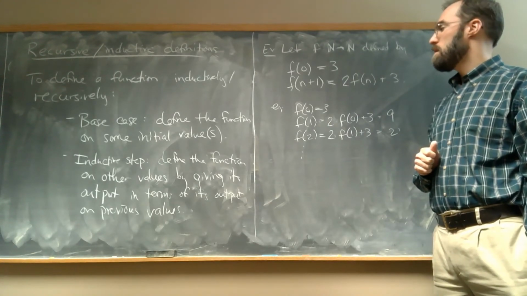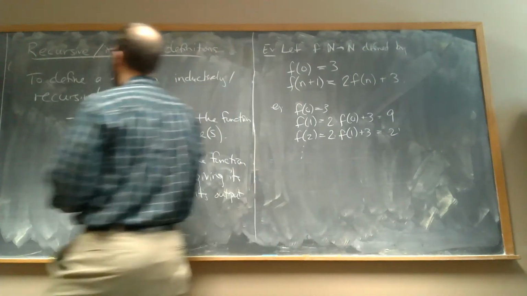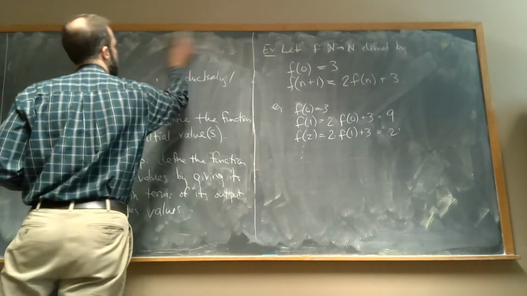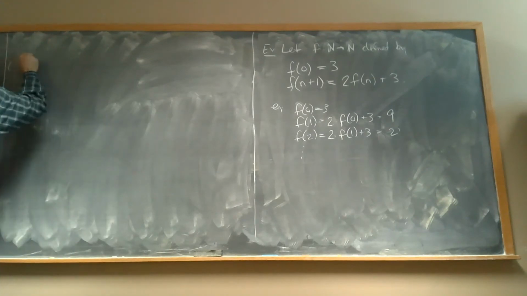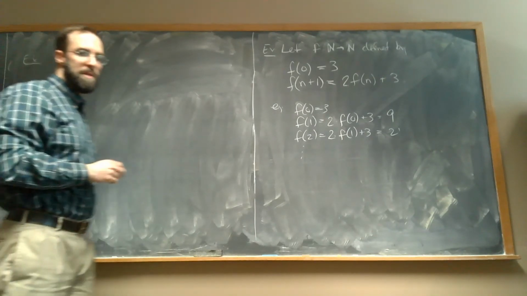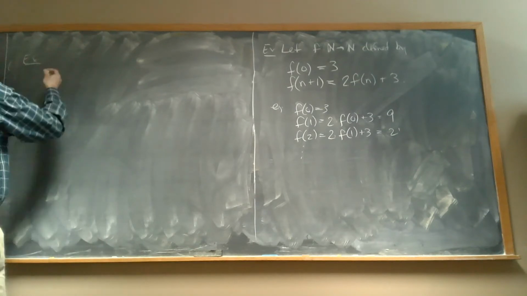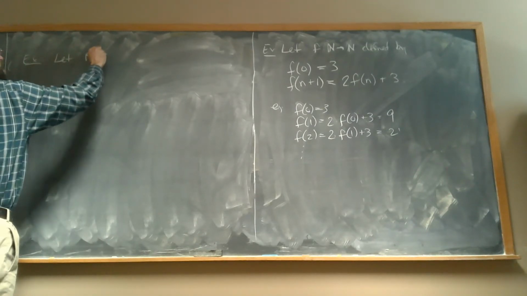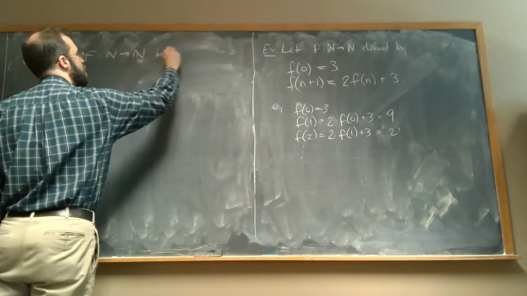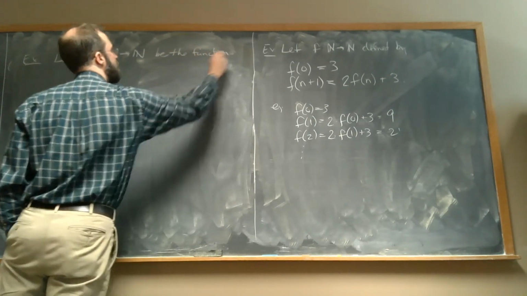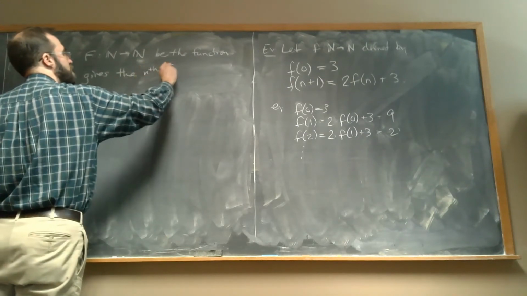So let's do another example. Another example I'm going to do is the Fibonacci numbers, and we've seen these many times before, but let's think about how they fit into this same pattern. So we're going to let, I'll call it capital F, again be a function from the natural numbers to natural numbers, be the function that gives the nth Fibonacci number.